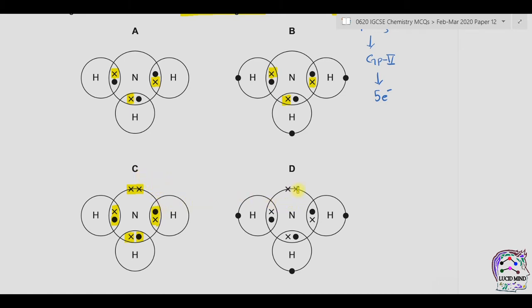In option D, again we can see there are 5 electrons in the outermost shell of nitrogen, but there are 2 electrons in the outermost shell of hydrogen. So D is also incorrect. So the answer is C.